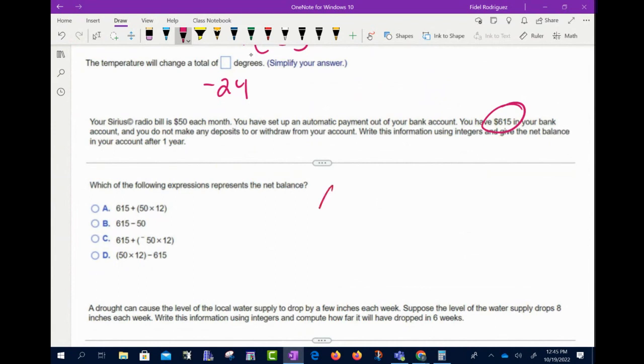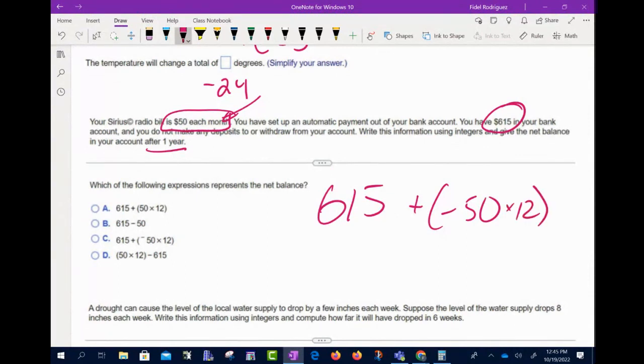Okay, so look, y'all, we have $615 in our bank. My bill is -50, right? It's a bill, so it's going to be taking away money. So I'm going to put a plus a -50, and I want to do this for a year. But since they're giving this to me in months, how many months are in a year? 12 months, right? 12 months.